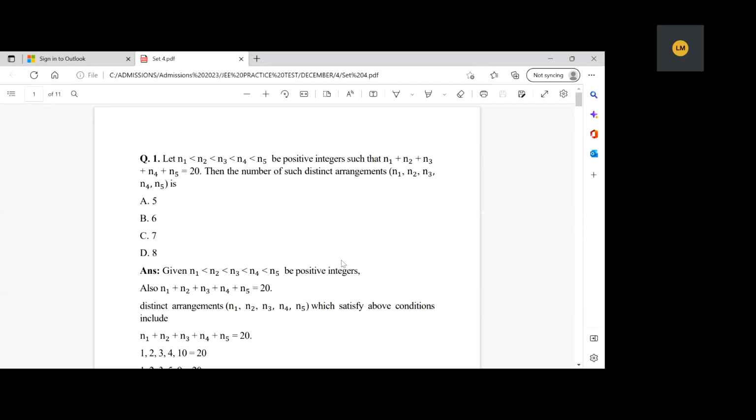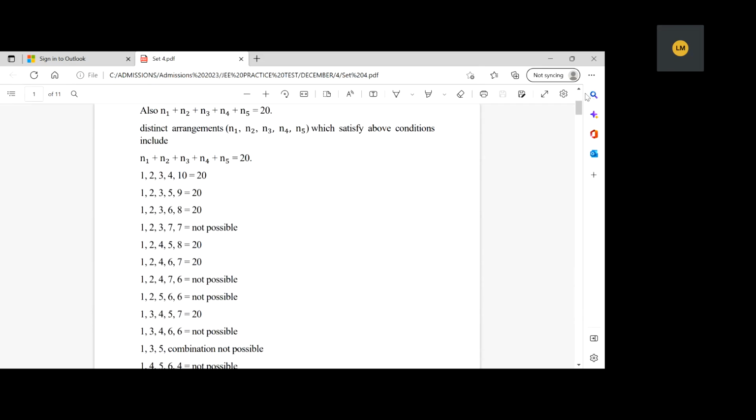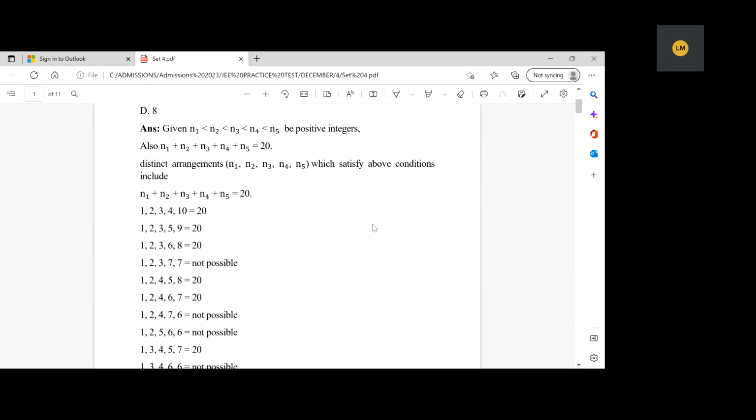So yes, I think we are good to go with the first question. This is a very simple thing. You can just think from your side. Just take a paper and scribble something, like what are the combinations, how it will be, and you have the answer.